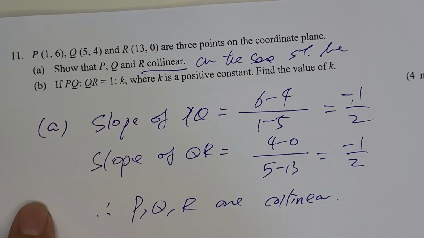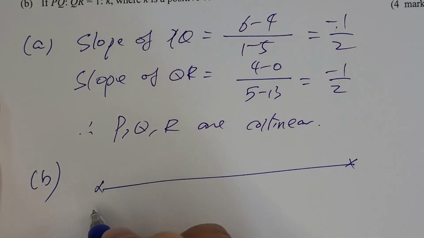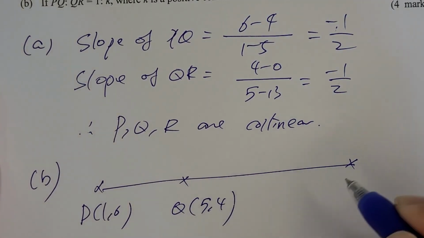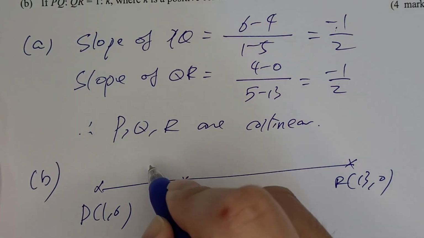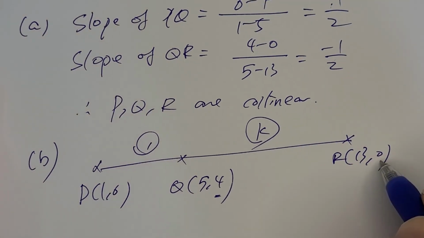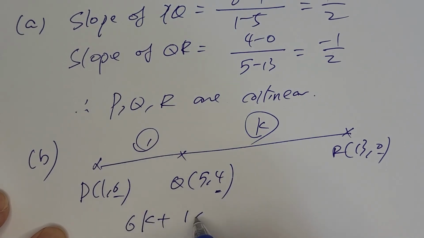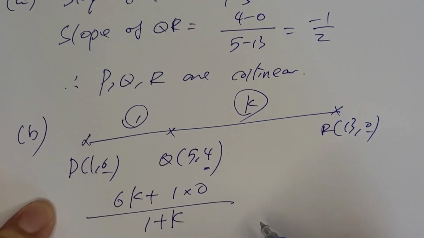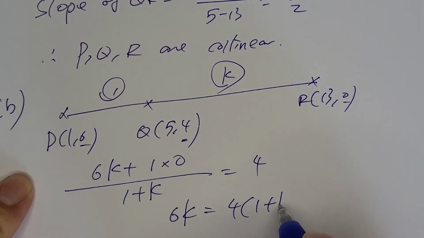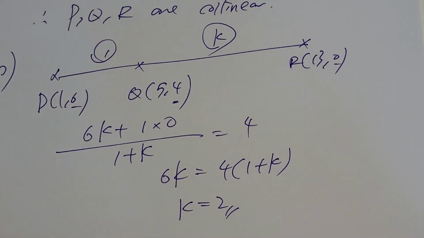Now, they cut in the ratio 1 to k. You can draw something like this. P (1, 6), Q (5, 4), R (13, 0), 1 to k. So you can take the y coordinate to calculate this because there's a 0, more easy to calculate. 6 times k plus 1 times 0 over 1 plus k, that will equal 4. 6k equals 4 times (1 plus k), and k equals 2. That's it. That's finished question number 11.